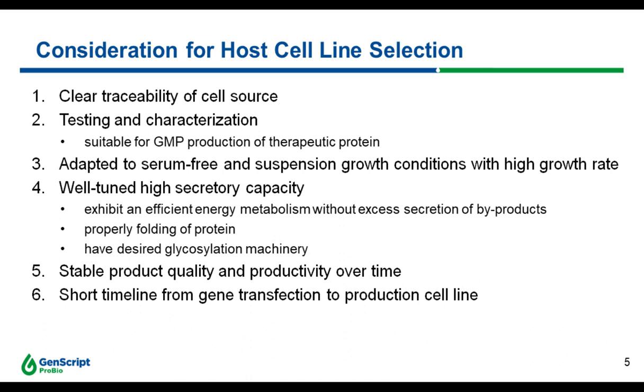Also, ensure high-quality products. They have proper folding of the protein to ensure your product has all the right functions you need, and have the desired glycosylation machinery. They should also exhibit stable product quality and productivity over time. This is very important for process development, and it can also shorten the timeline from gene transfection to production cell lines.